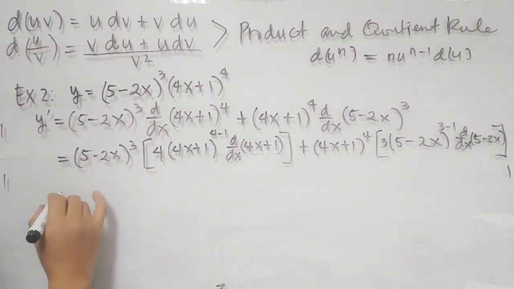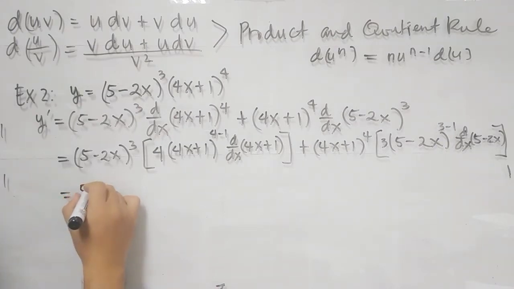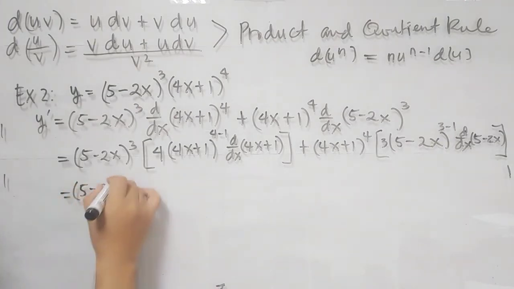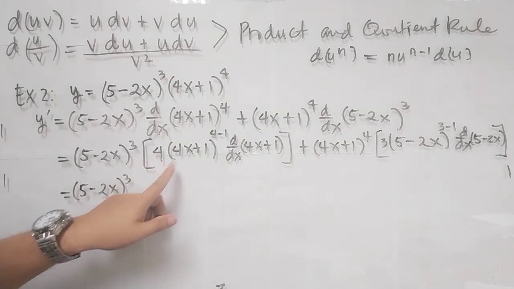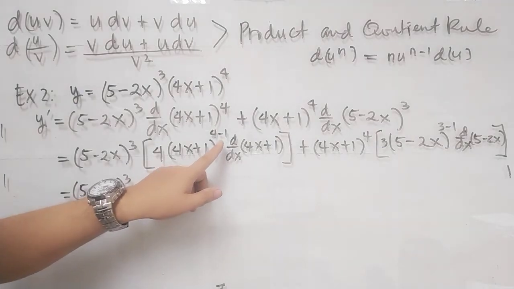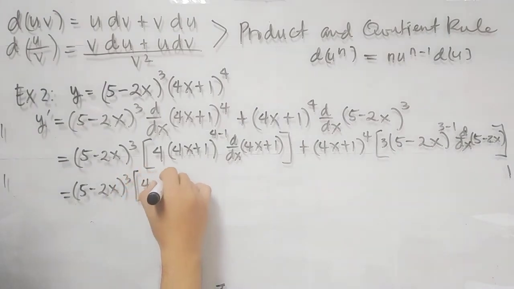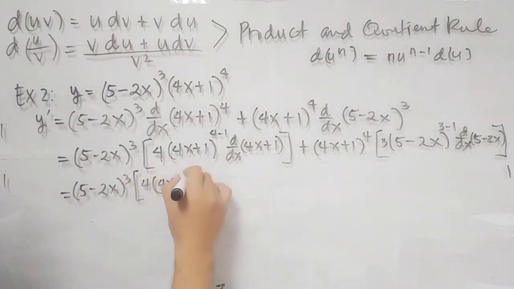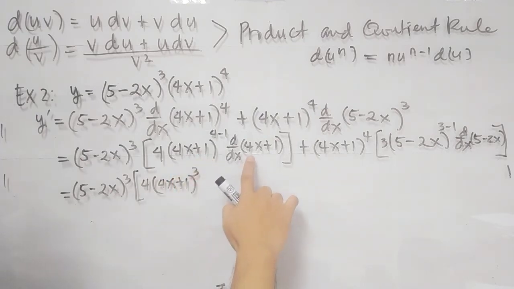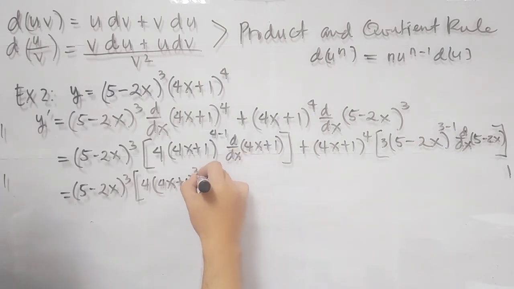Then next, we will continue our computation. We have 5 minus 2x raised to 3, and then this one, this is 4x plus 1 raised to 3. And then the derivative of this one, derivative of 4x equals 4. Derivative of 1 is 0. So we will write derivative of 4x equals 4.